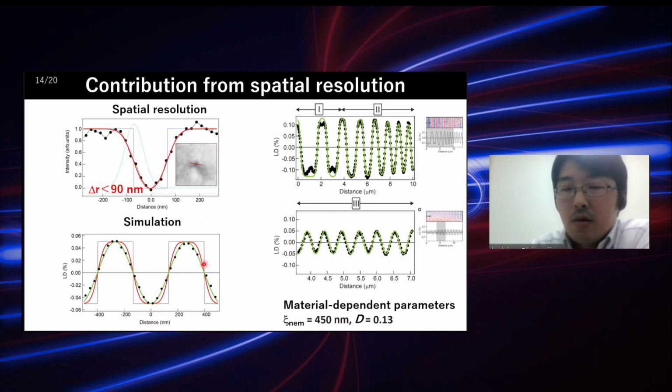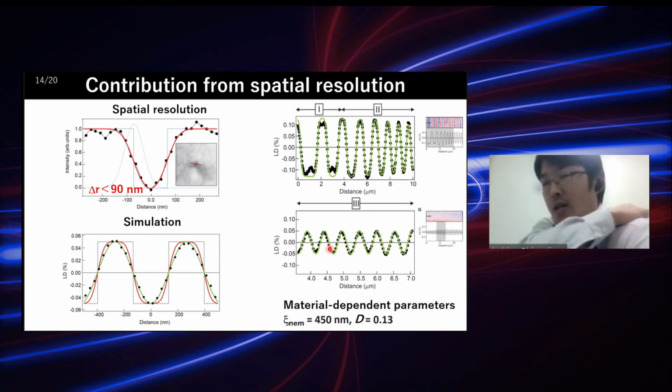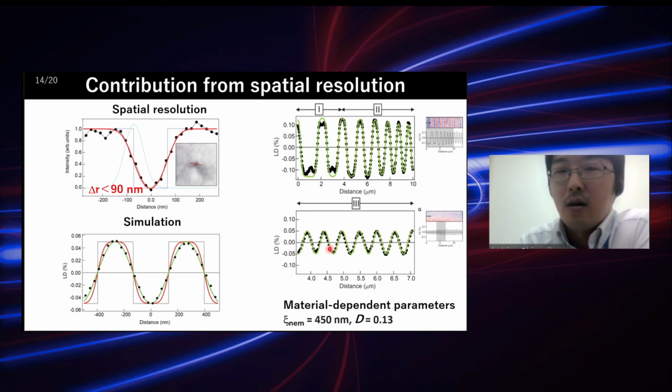But as you can see, this sinusoidal data is different from the red curve. Because of these estimations, we can say that this sinusoidal wave is an intrinsic shape, not coming from the spatial resolution. Okay, so now we can believe that this large D value is intrinsic.